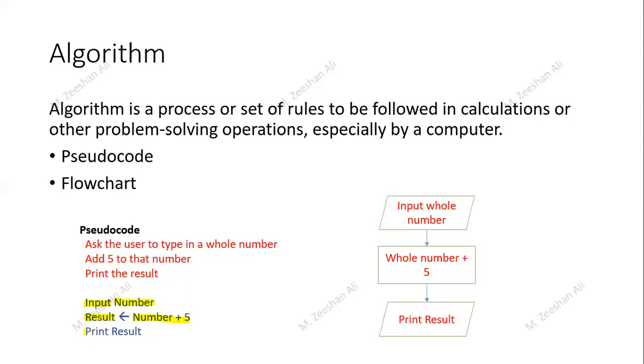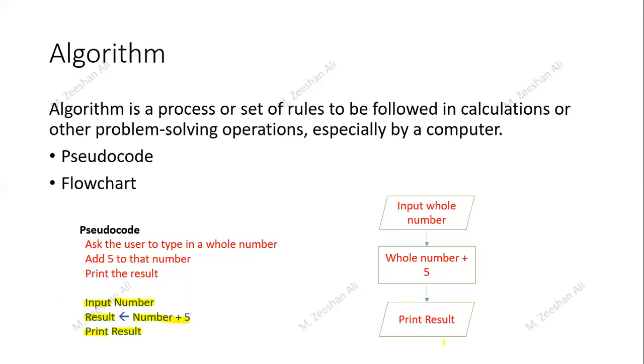And then, the third step, you are going to print the result. Whatever value you have saved in that memory location, named result, will be shown. So this is the example of pseudocode.